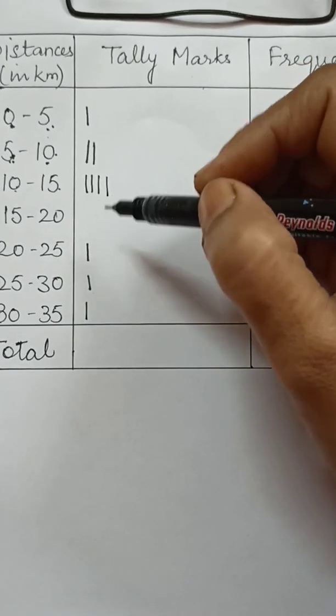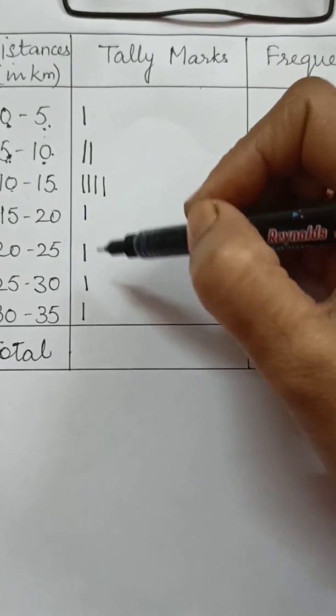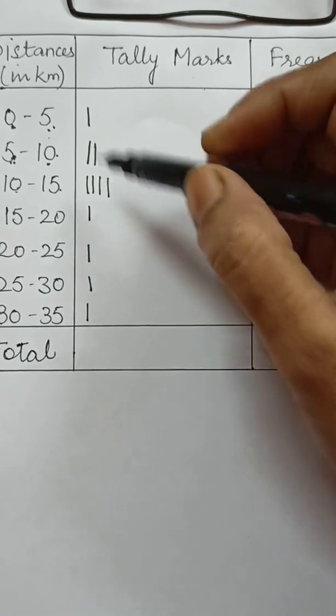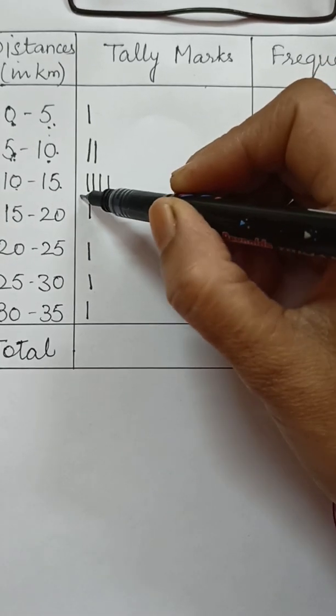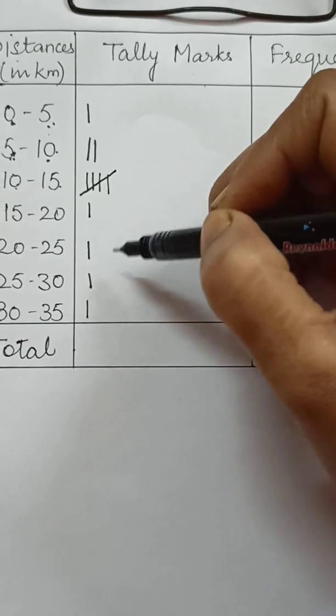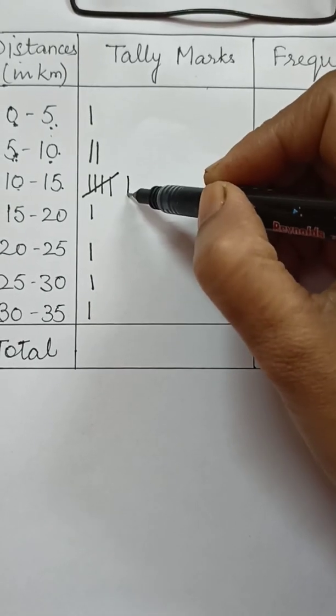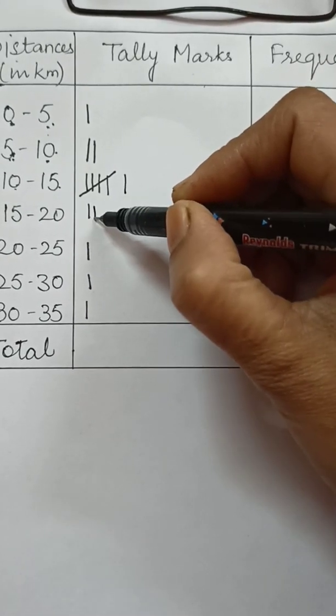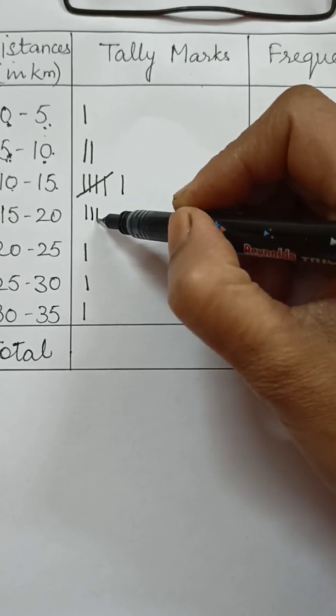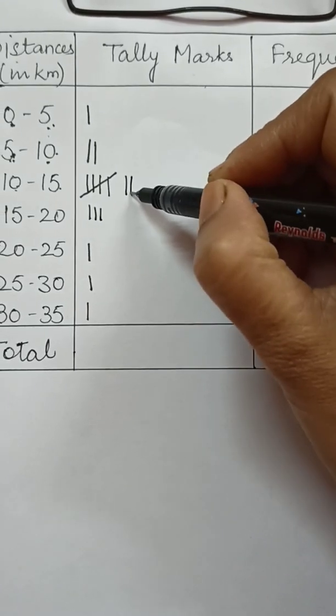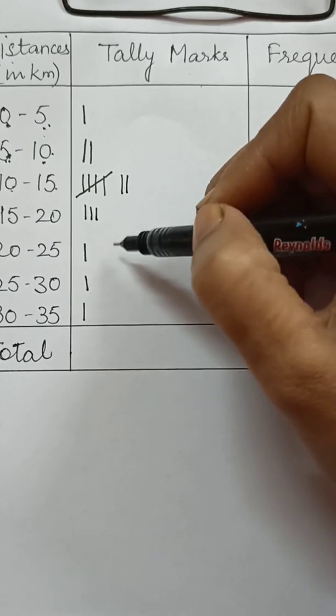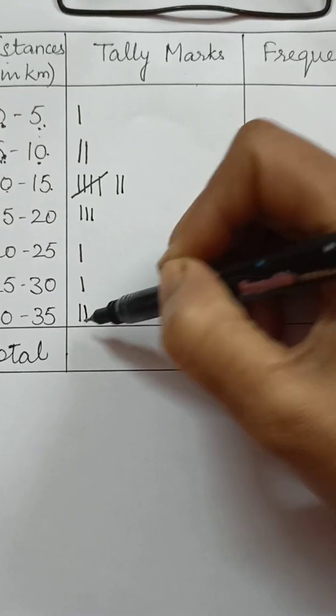Then we have 19, from 15 to 20. 10 will come here, so we will make it a cross. 12, 10 to 15. 17, 15 to 20. 18, 15 to 20. 11, 10 to 15. 32, between 30 to 35.